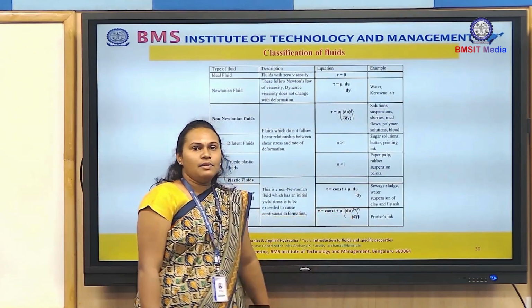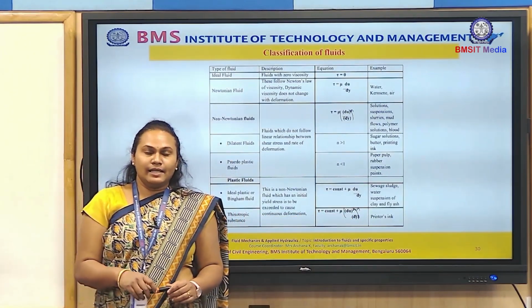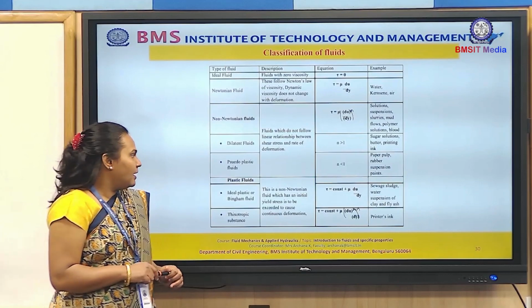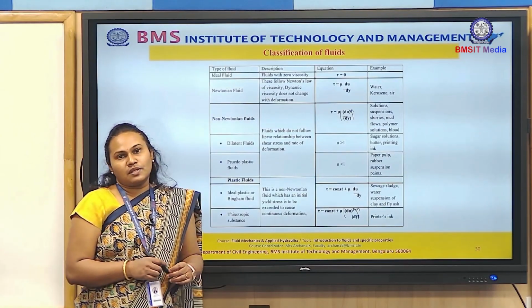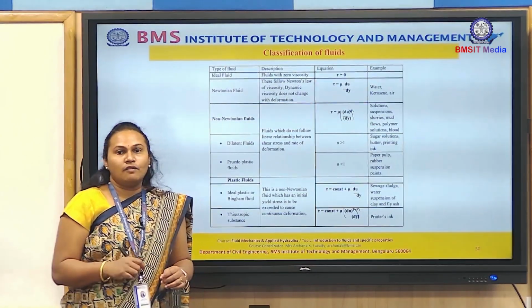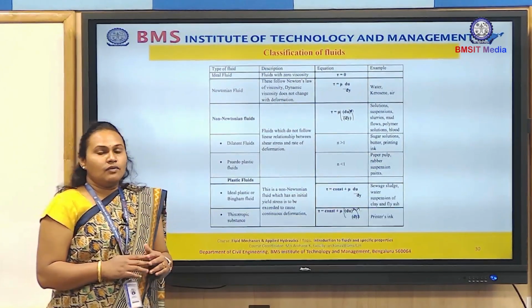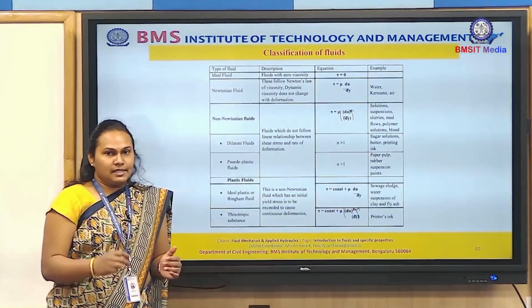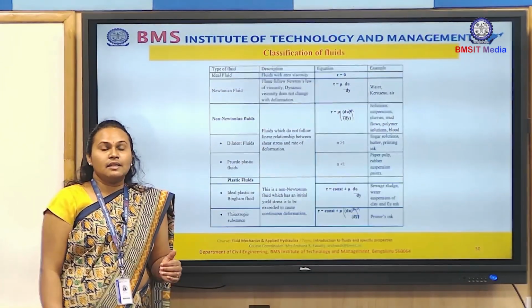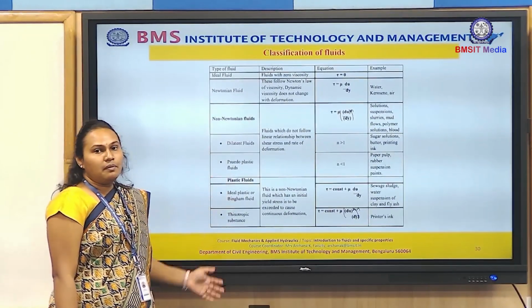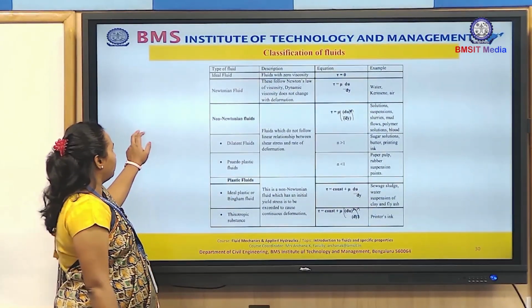Again, the examples for ideal plastic are sewage, sludge or slurry, and for thixotropic substance you can take the example of printer's ink. Now this can also be explained in sentences while you are writing the answers, or you can simply write this table and explain the whole thing.